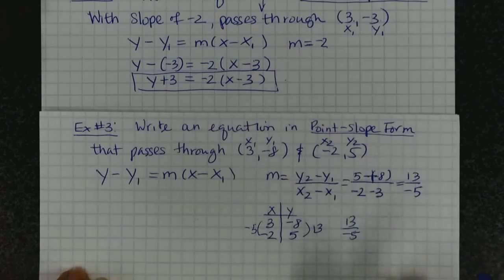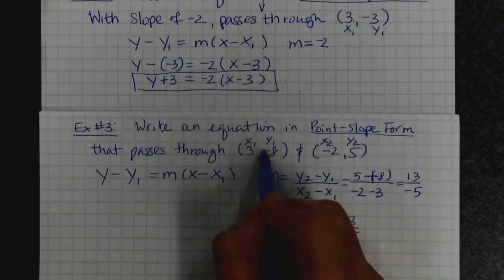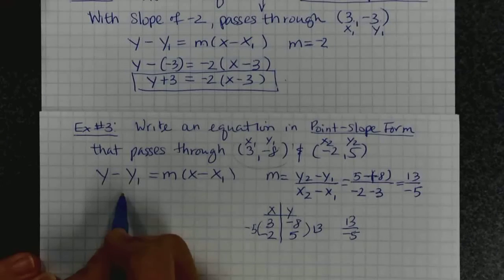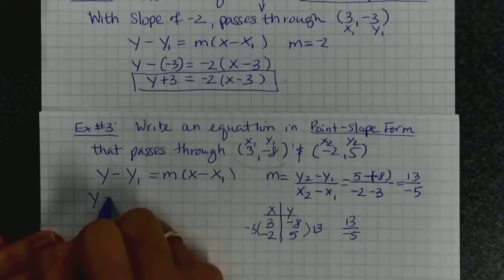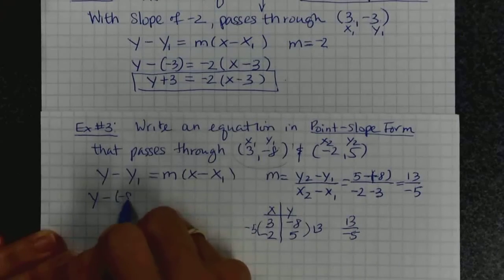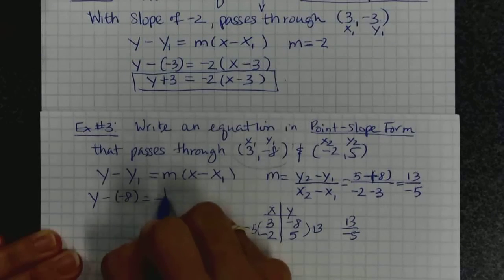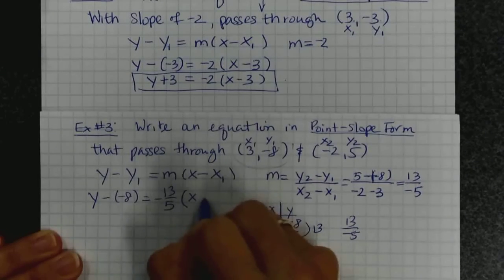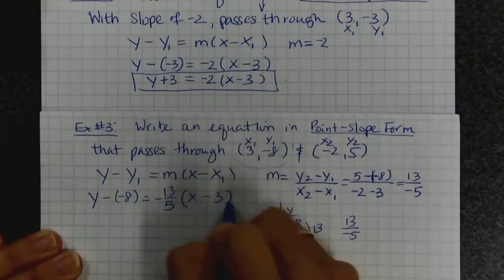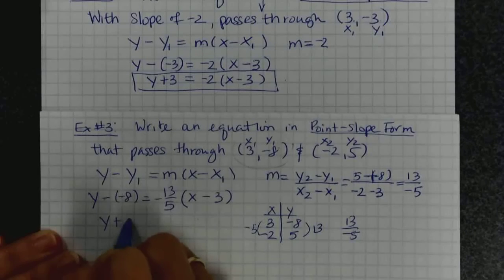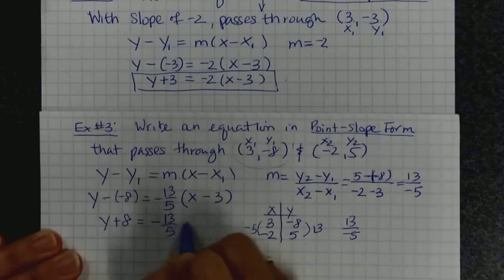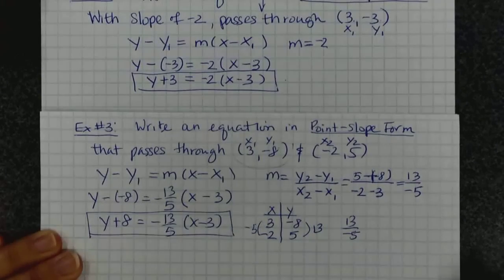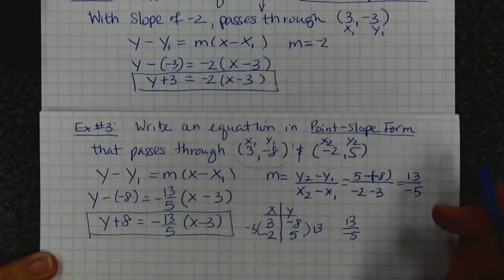You could pick either point. Since I labeled the 3, -8 as my x1 and y1, I'm just going to use this point. So we're going to come over here and plug it in. So y minus y1 is y minus -8 equals the slope, -13 over 5, and then x minus x1, which is 3. So then minus a negative makes it y plus 8 equals -13 over 5 times x minus 3, and it is in point-slope form. Now if you choose to use the second point, it works too.